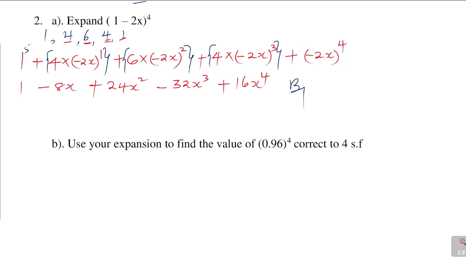Part B: use the expansion to find the value of 0.96 to power 4, correct to 4 significant figures.